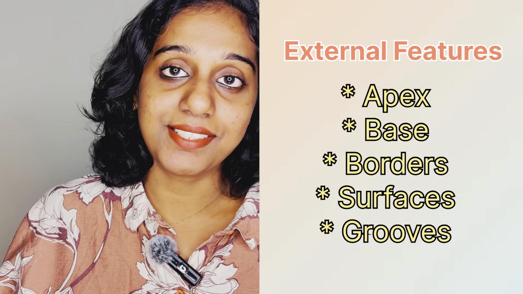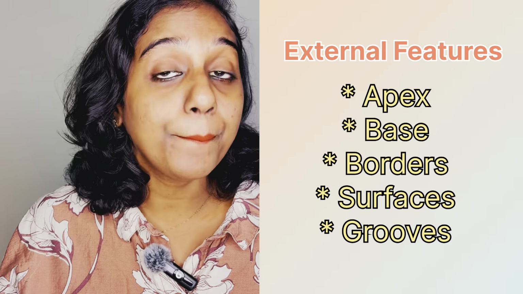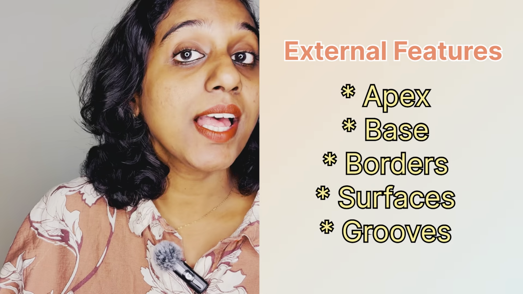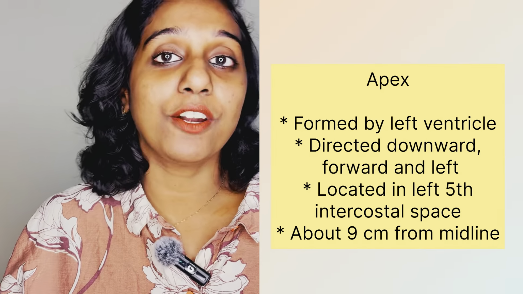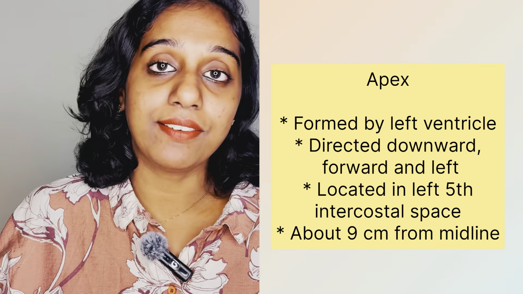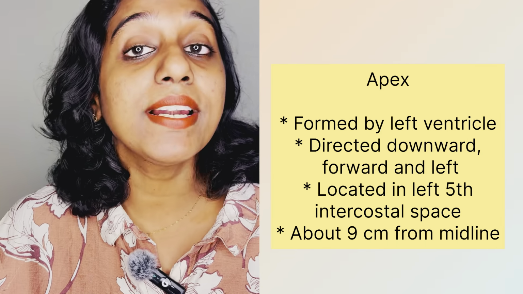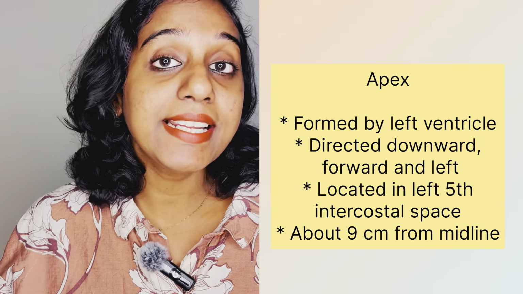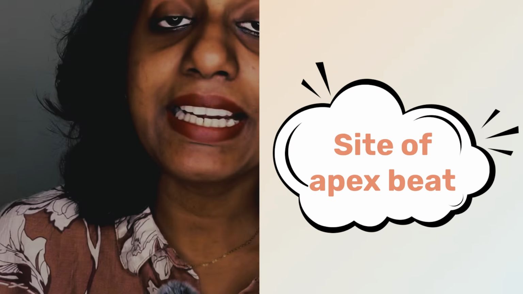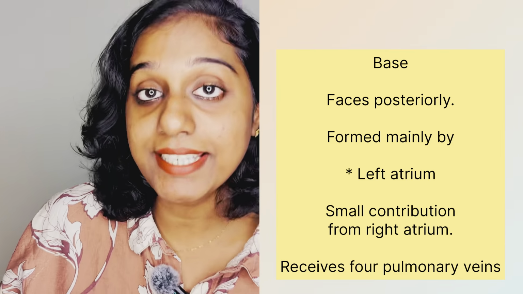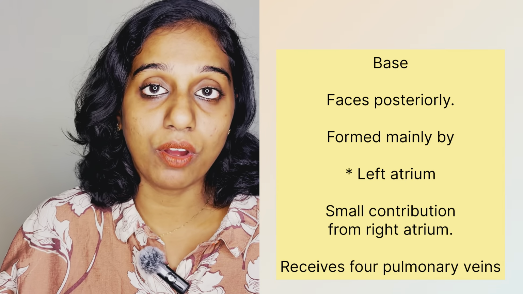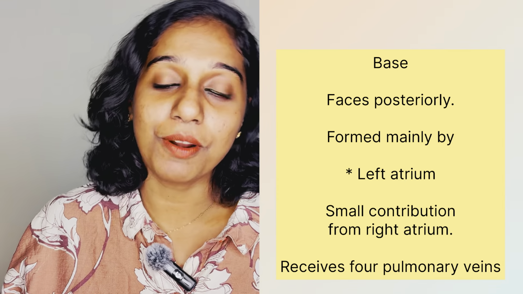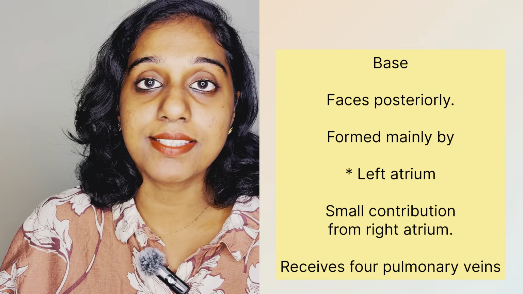Next is external features. Heart has apex, base, borders, surfaces, grooves. Apex, which is the most mobile part of the heart, formed by the left ventricle, directed downward, forward and left, located in the left fifth intercostal space, about 9 cm from the midline. Clinically, it is the site of apex beat. Base faces posteriorly, formed mainly by the left atrium, small contribution from right atrium, receives 4 pulmonary veins.